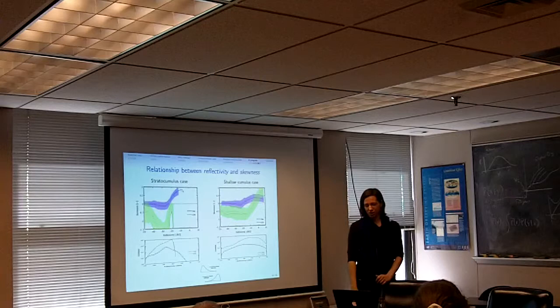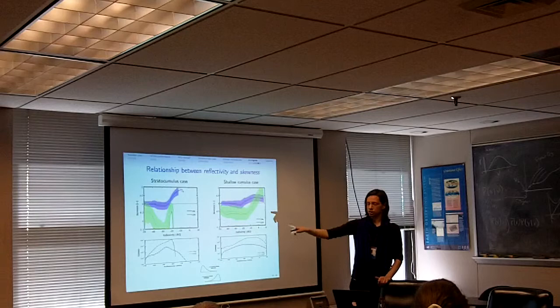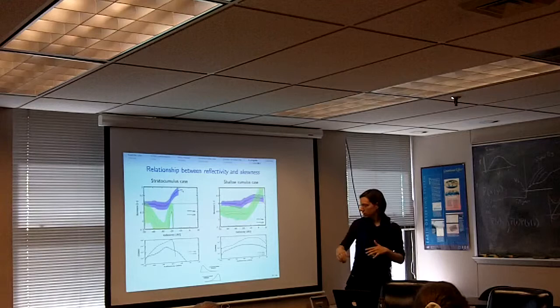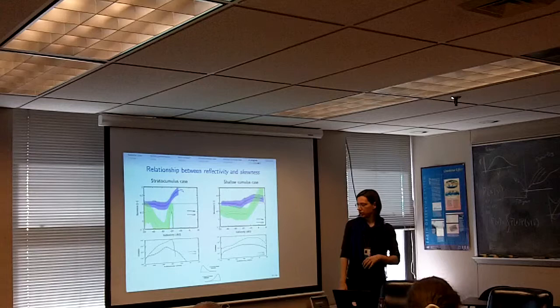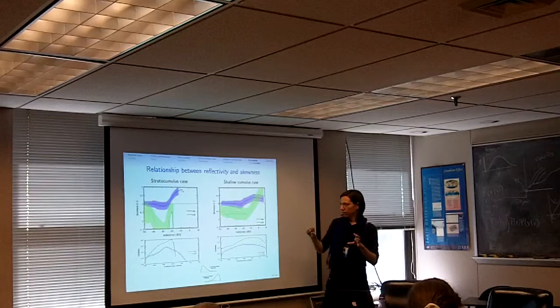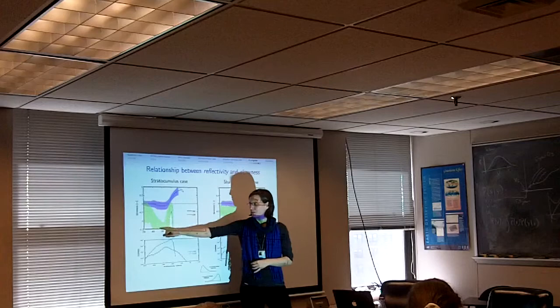The other relationship that Ed Luke at BNL found is mostly between reflectivity and skewness. The skewness is the idea of the asymmetry of the peak. If it's positive, you have more power from the bigger particles. If it's negative, you have more power from the small particles. That's where the model doesn't really work. We have some very negative skewness, so we're looking into that.